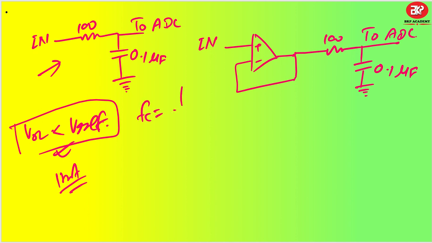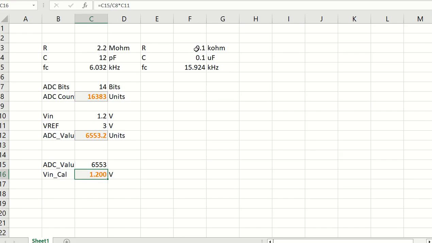This is a low pass filter, and my cutoff frequency will be 1 by 2 pi RC. Understood? Let me take you through the calculation again. Let us say this is 0.1 kilo ohm, that is 100 ohm, and 0.1 microfarad. The cutoff frequency will be 15 kilohertz. If you increase to 1 kilo ohm, then the cutoff frequency will be 1.59 kilohertz. If you increase to 10 kilo ohm, then the cutoff frequency will be 0.19 kilohertz. So that's the meaning. Understood?